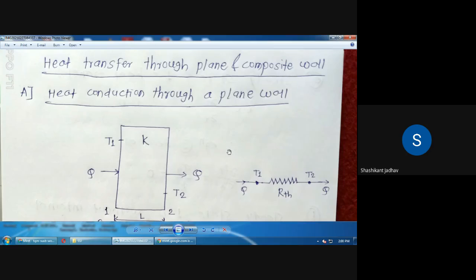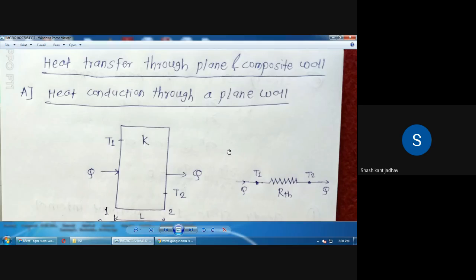So we have to consider a plane wall, and for that plane wall, we have to derive the equation. And in the second condition, we have to calculate the heat transfer rate for the composite wall. If there is a composite wall, if 2-3 materials are connected to each other and heat transfer takes place through those materials, then what is the heat transfer rate for that particular composite wall? So we have to derive the equation for these two conditions, that is, for the plane wall and the composite wall. First of all, we have to derive the equation for the plane wall.